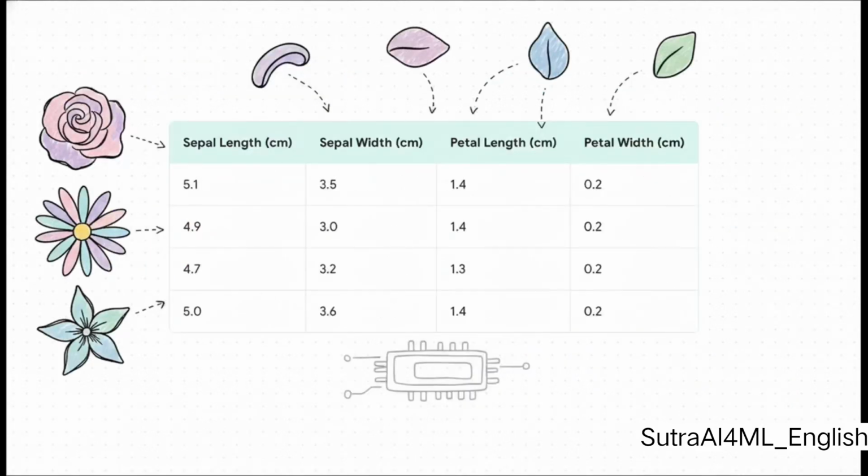See? Each flower is a sample, which is just one row. And those four measurements, sepal length, sepal width, petal length, and petal width, those are our features. We're essentially translating the physical flower into a nice, neat table of numbers that an algorithm can actually understand.